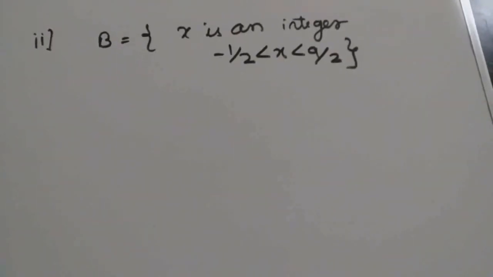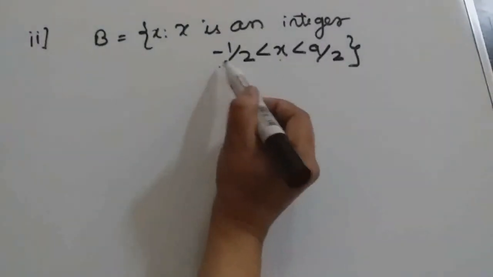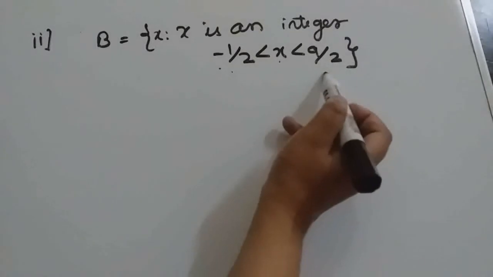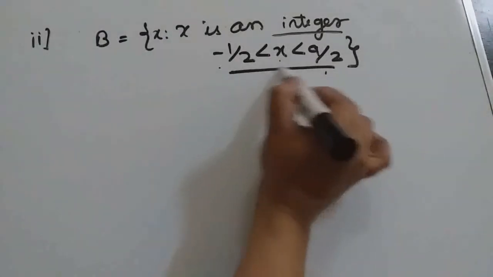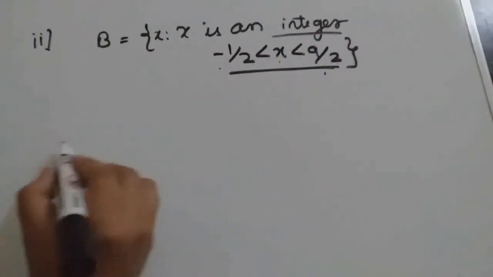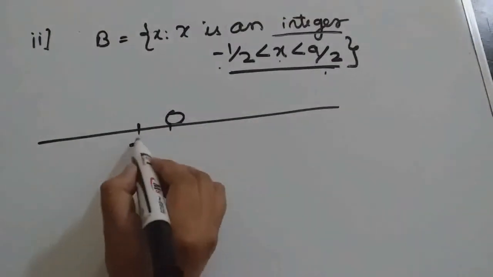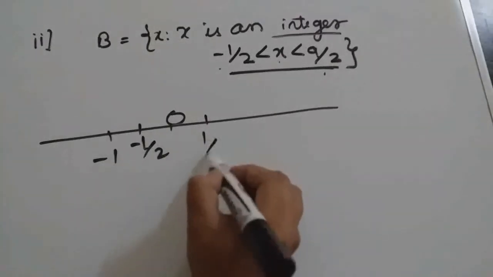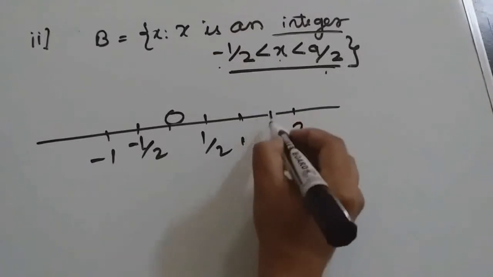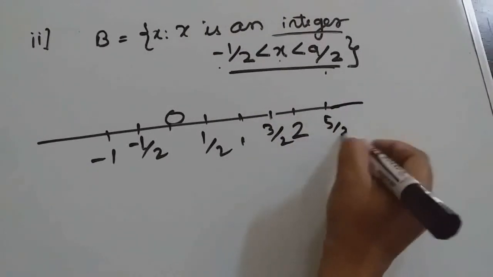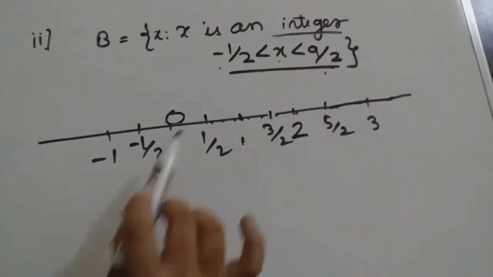Set B is given as x such that x is an integer and value of x lies between -1/2 to 9/2. Now two conditions are given here. It is an integer and value lies between these two numbers. Now we know, suppose consider a real line, so -half, -1, half, 1, isn't it? Then 2 will come, here 3/2 will come, 5/2, 3. In between all real numbers will be there.